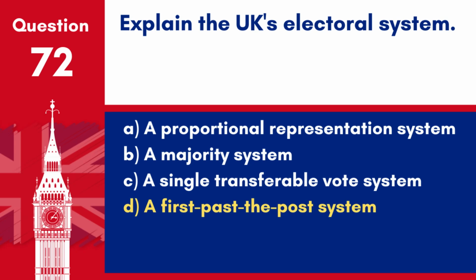Answer: D. A first-past-the-post system. The UK primarily uses the first-past-the-post electoral system for general elections, where the candidate with the most votes in each constituency wins a seat in Parliament.